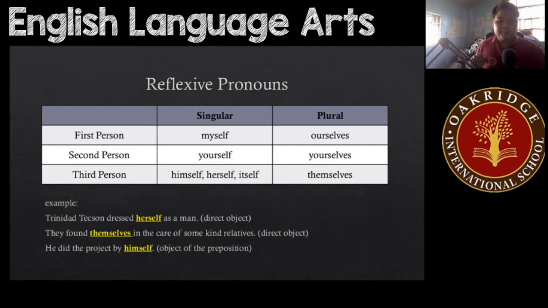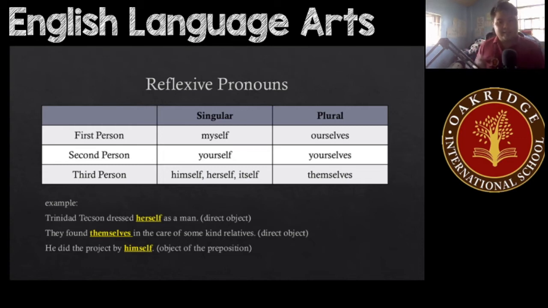Next, for the third person singular, we have himself, herself, and itself. And for plural, we have themselves. Take note, these are the only ones. There are no others, like for example, "his self" or "their selves." There's no such thing.